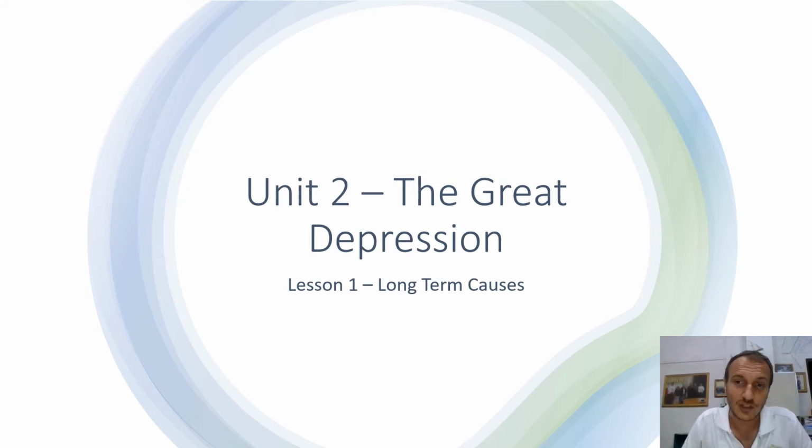In Unit 2, we're looking at the Great Depression. So we finished looking at how the economy was growing and growing and growing, and suddenly the economy started to go down. And that's what the Great Depression was, the American economy collapsing. So today we're looking at the long-term causes.